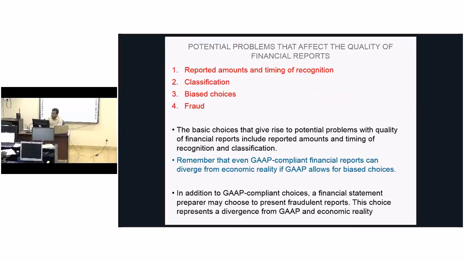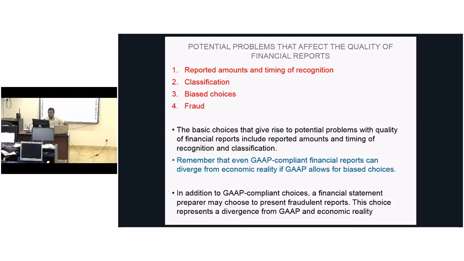Potential problems that affect the quality of financial reports. When you think about financial report quality, timing, I'm not going to explain one by one, but you can read later if you need. Reported amounts and timing of recognition. Based on that, your reporting quality will change. Classification. You can have a lot of classification problems. You do not classify items properly sometimes. Sometimes you will classify some items as cost of sales, while some are classified as operating expense.